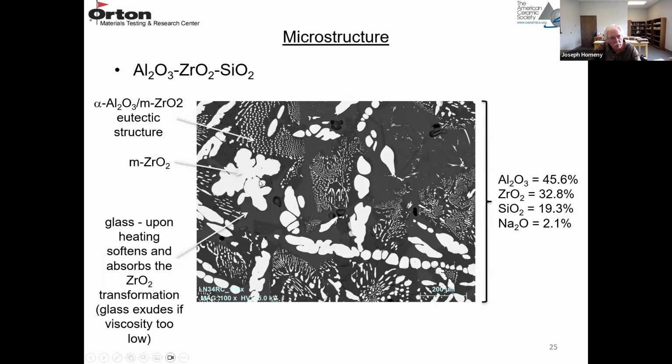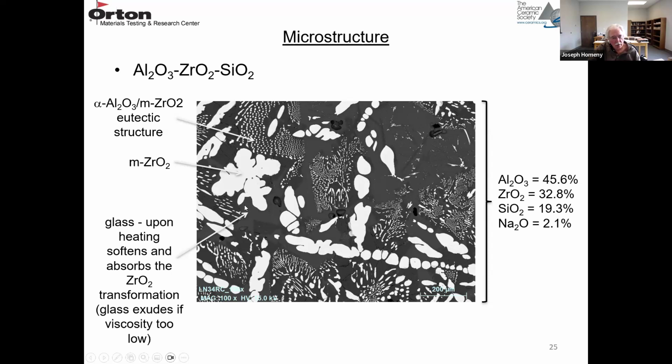So the zirconia is monoclinic zirconia. And then this is the eutectic microstructure where you have zirconia dispersed in alumina. So that's also monoclinic zirconia.